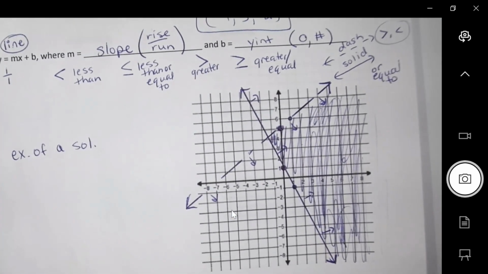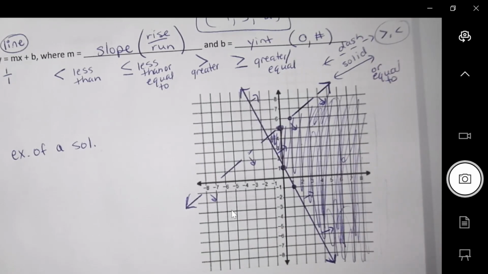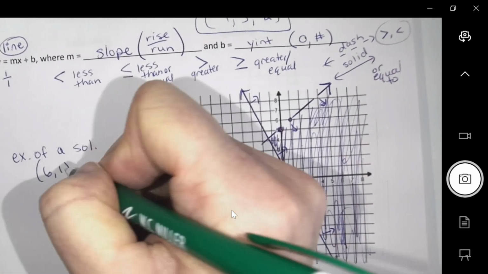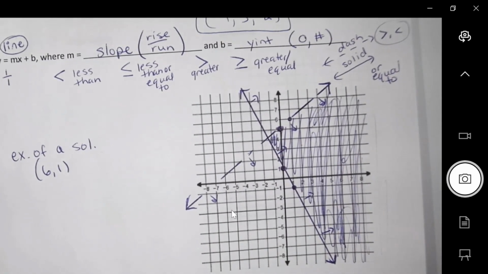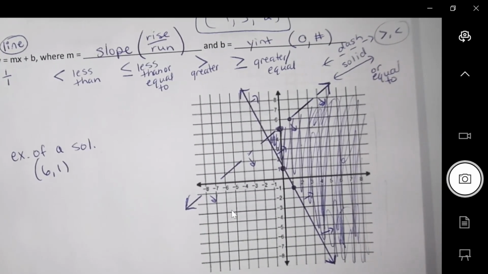Can you give me an example, because there's endless solutions. Can you give me one coordinate that is a solution to this problem? 6, 1, because it's in the shaded zone. It should work. So when you plug that coordinate in to both inequalities, they should be true.